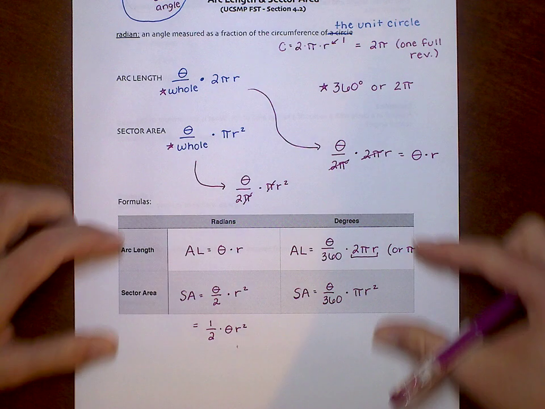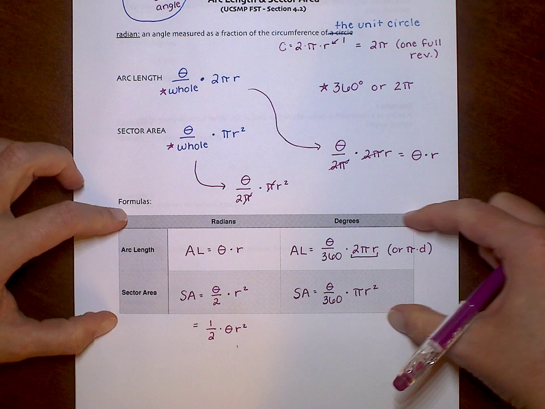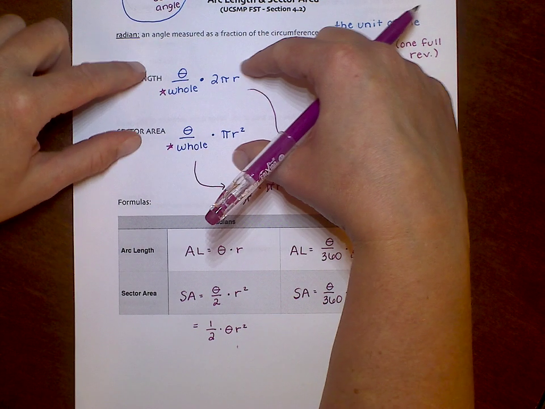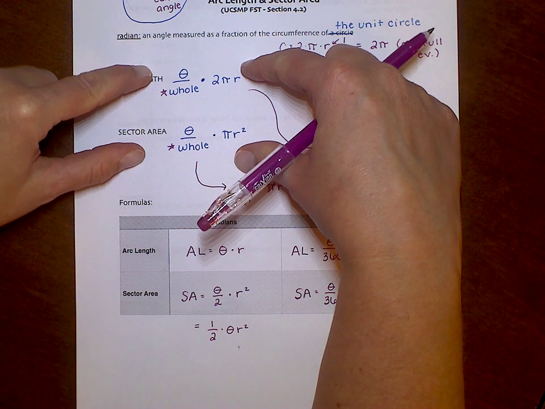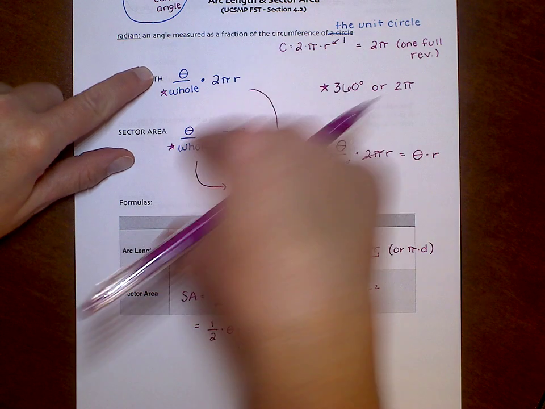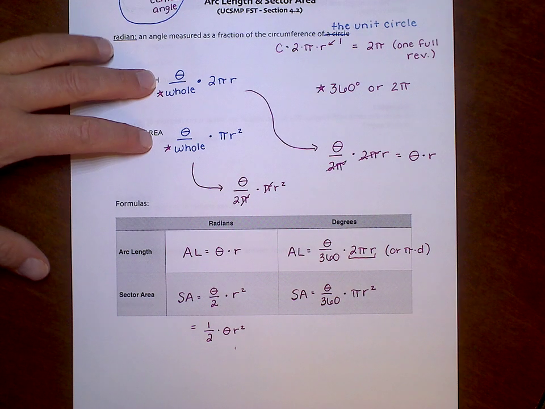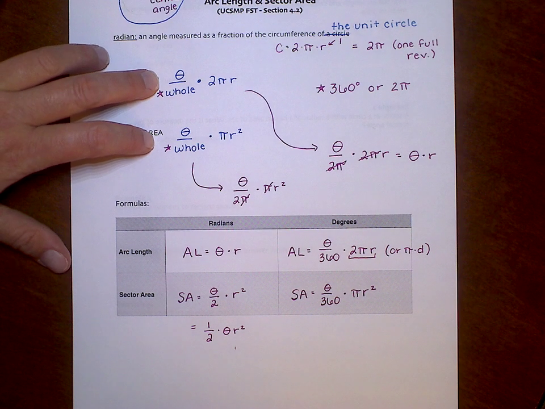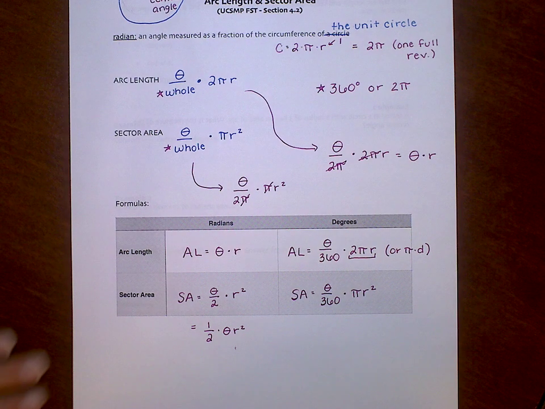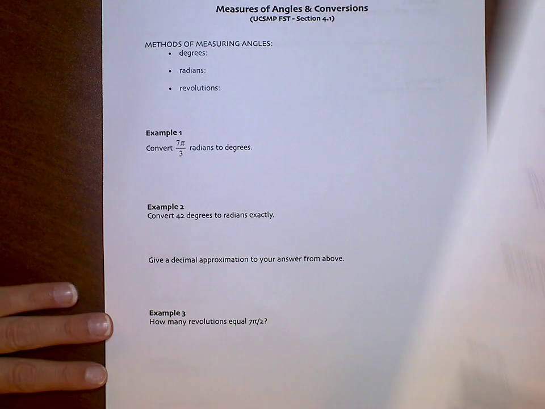So this is kind of the basis. These are the technical formulas, but in general, this is the strategy that we're using every single time. Fraction of the circumference, fraction of the area. And this is where I typically tend to fall back to when I'm approaching one of these problems. Okay? All right, so let's try some examples.